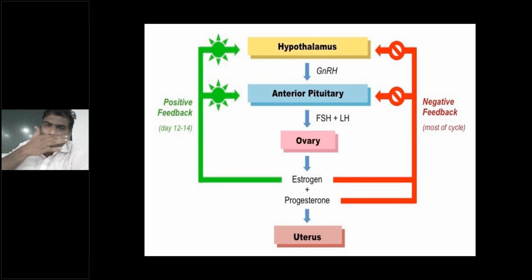See this one, the feedback control. The hypothalamus releases the gonadotrophin releasing hormone, which acts on the anterior pituitary gland, and the anterior pituitary gland facilitates release of FSH and LH. This acts on the ovary to release estrogen and progesterone. When a sufficient amount of estrogen and progesterone is released, it inhibits the anterior pituitary and hypothalamus via negative feedback inhibition.